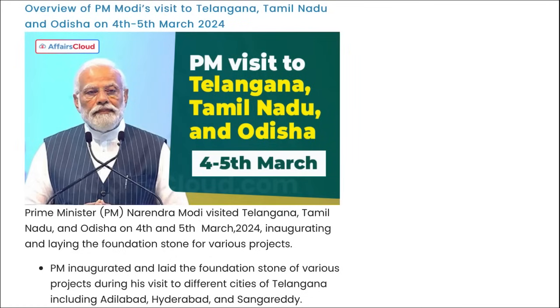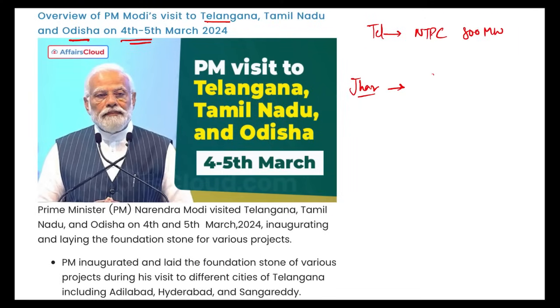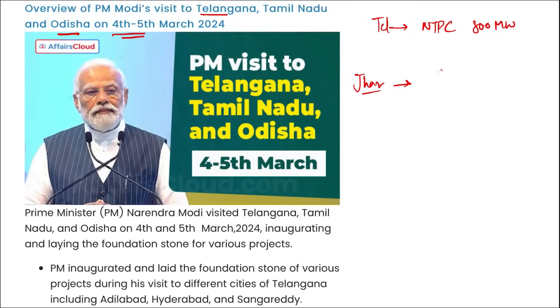Next we will be seeing that PM Modi visited Telangana, Tamil Nadu and Odisha on 4th and 5th of March. And if we look at some of the projects that he launched here, for example, first if we talk about Telangana, remember NTPC's 800 megawatt super thermal power project, the second unit of it, is in Telangana. Then if we talk about Jharkhand, we discussed multiple projects, but apart from this, remember a 660 megawatt North Karanpura super thermal power project will be launched here.